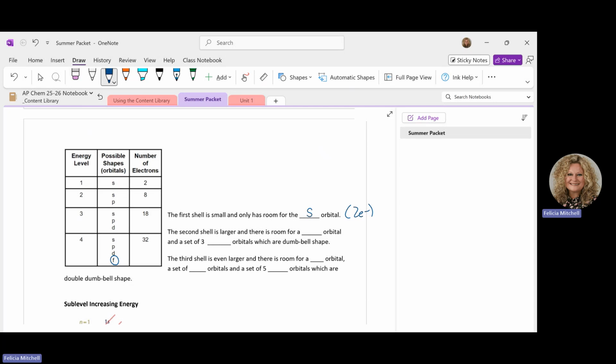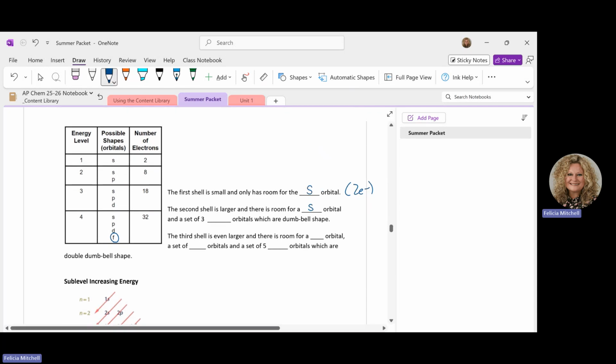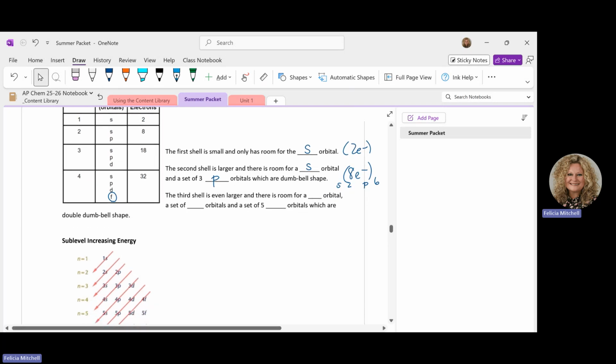The second row or shell is bigger, and you can now hold an s orbital, and you can have a p orbital. And remember that p is going to have 3 blanks, so 3 p's. So you can hold a total of 8 electrons here. The S is going to hold 2, and the P can hold 6. And then once you get to that third row or shell, that is where you can now have an S, a P, and a D. What's the trick to that?